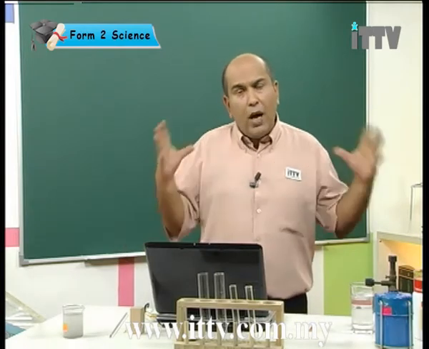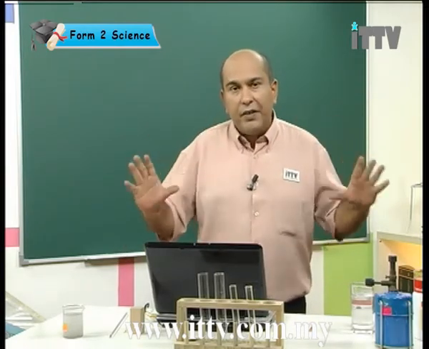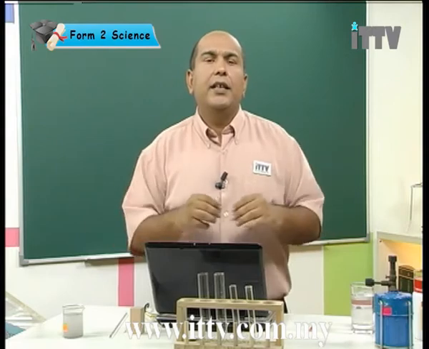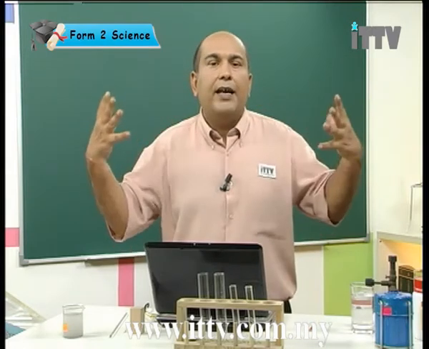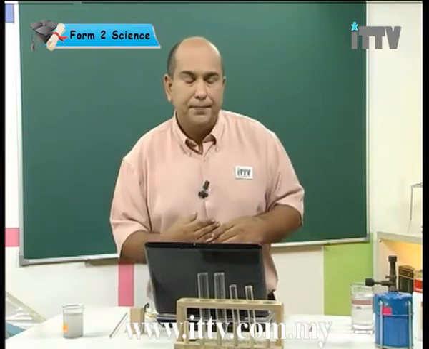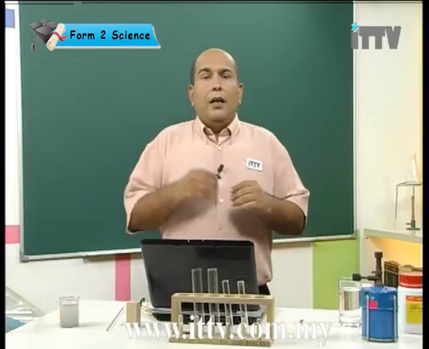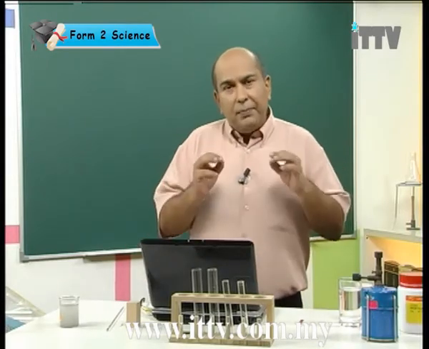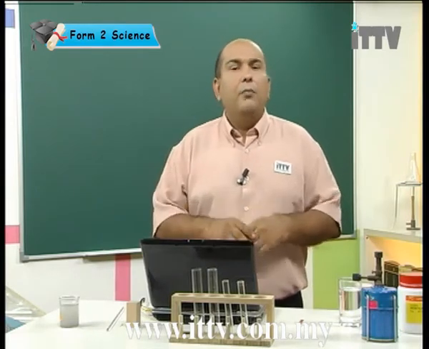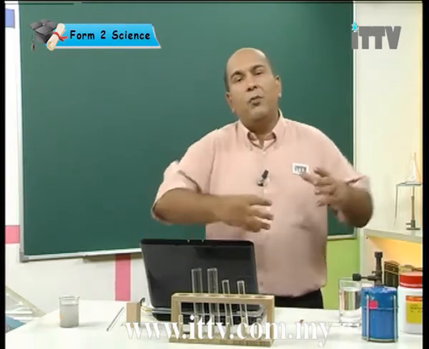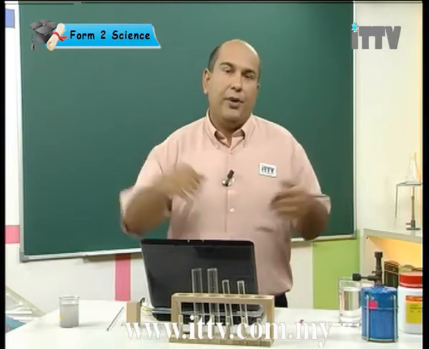So remember, each one of these receptors is very, very specialized so that it can pick up these tiny changes in our environment so that we can understand what is happening around us. The information is sent to the brain by sensory nerves, sometimes also called sensory neurons. Most of our receptors are connected to the brain by neurons. We call them sensory neurons because they come from our sense organs and go to the brain.